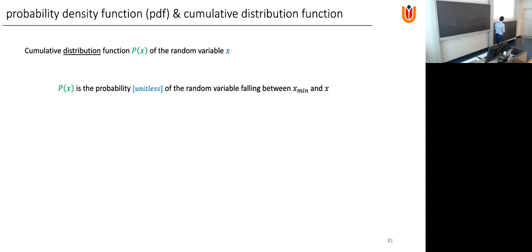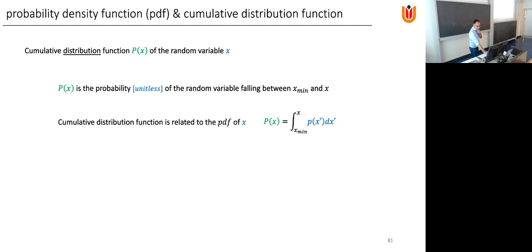So remember that if we had a random value x that could fall between some minimum value and some maximum value, then the cumulative distribution function of x is the probability that the random variable falls within the interval from x minimum to x. Related to the probability density function.